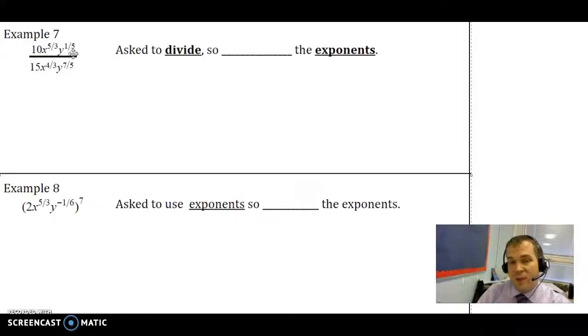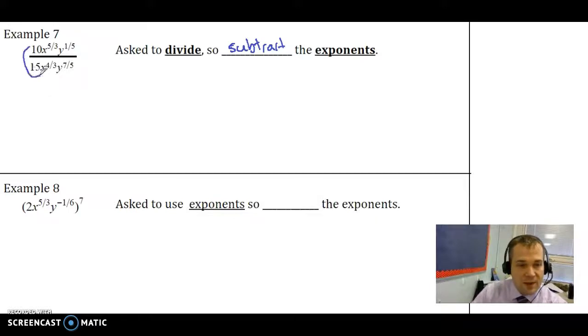Another example where we have to use properties of exponents, but this time the exponents are going to be fractions. That's not going to change how we approach things. Whatever we're being asked to do, we'll do one thing lower in the order of operations. In this case, we are being asked to divide. So when it comes to the exponents, we're going to go ahead and subtract those. But that's just for the exponents, of course.